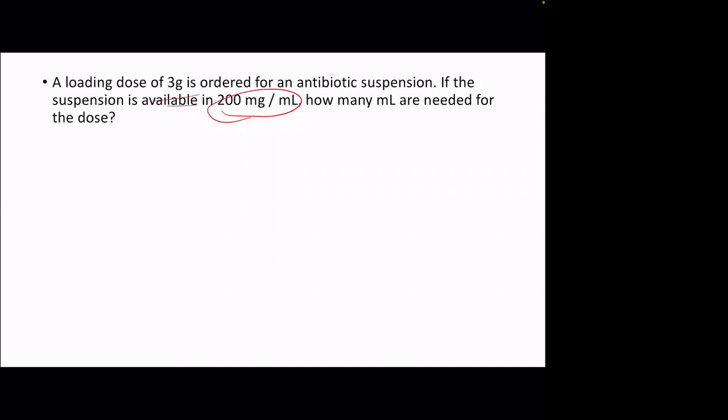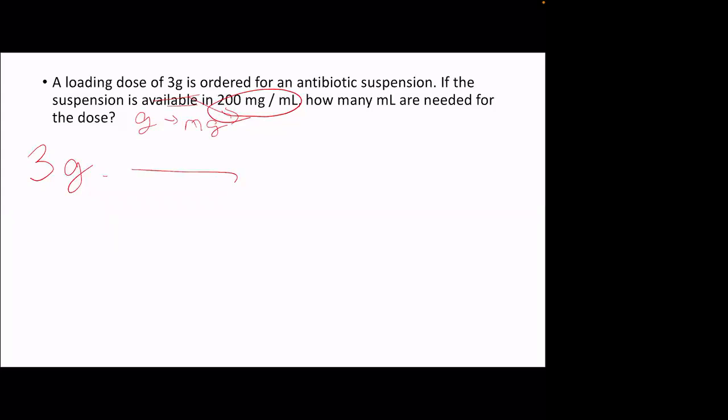And so that's basically where we're going to go. We're going to go from grams. We need that to be in milligrams to work with the 200 milligrams per milliliter power of that suspension, in order to get to milliliters. So that's where we're going to go first. We're going to go from grams to milligrams and then use that in order to get to milliliters. So we start with 3 grams. Our first step is to go to milligrams.